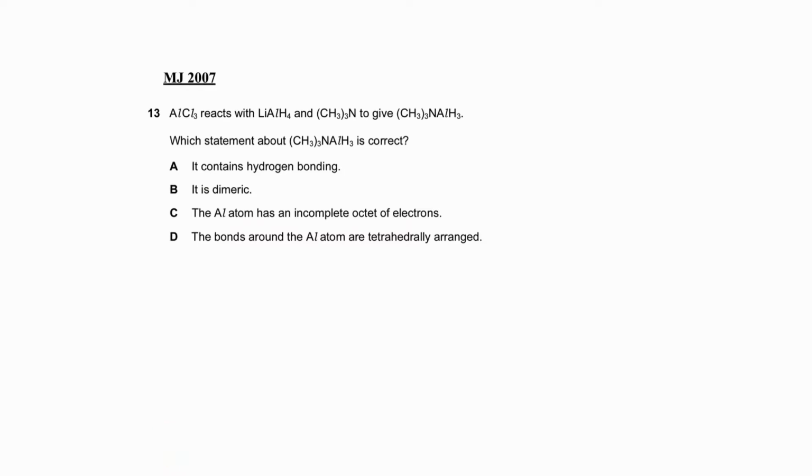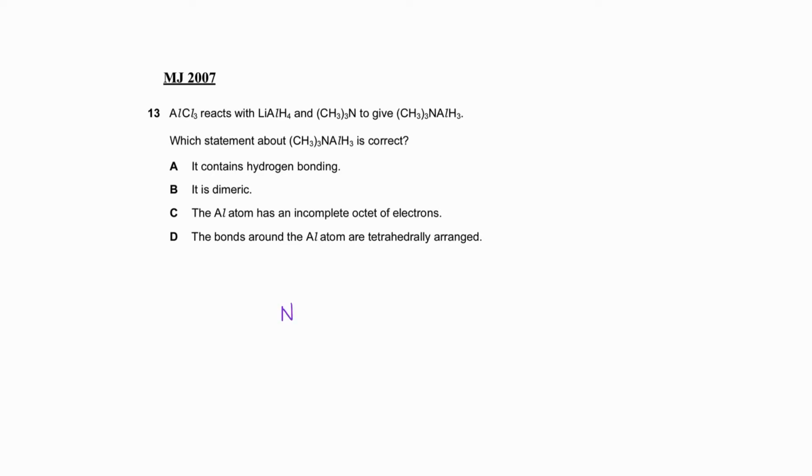The next question is from May-June 2007, question 13. The question wants us to get the correct statement about this structure. So let's go into the structure of this molecule.